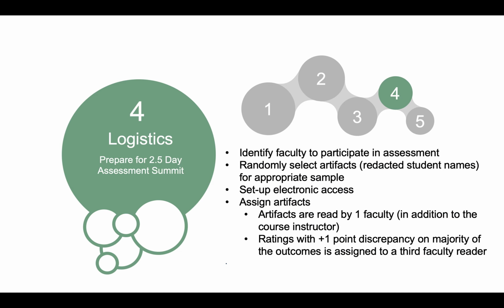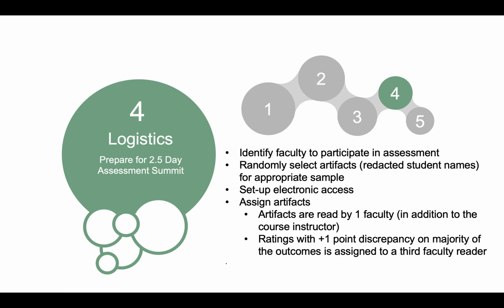Okay, step 4. So this is the logistics. At this point, I would be preparing for an assessment summit. So I would be identifying faculty, or the core curriculum committee would be identifying faculty to participate in assessment. And we would randomly select artifacts with redacted student names for an appropriate sample size, set up electronic access, and then assign artifacts. So the artifacts are to be read by one faculty in addition to the course instructor.